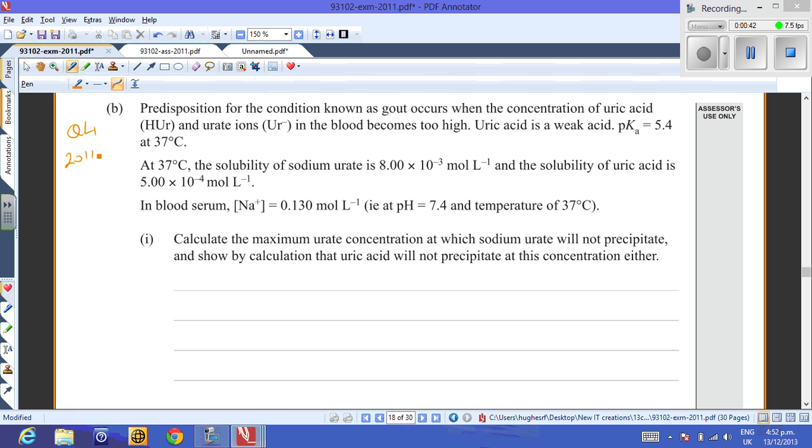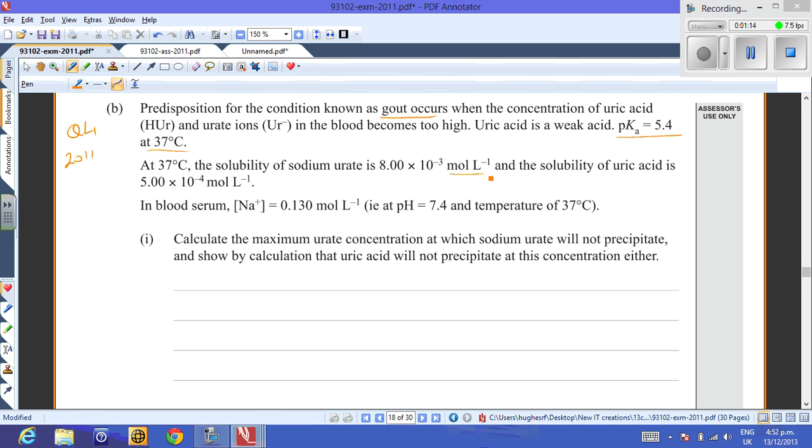Now this question is about the condition known as gout, which occurs when the concentration of uric acid, HUr, and urate ions, Ur minus, in the blood becomes too high. Uric acid is a weak acid with a pKa of 5.4 at 37 degrees Celsius, which is internal body temperature. At 37 degrees Celsius, the solubility of sodium urate is 8 by 10 to the minus 3 moles per liter. And you know that's the solubility value because of these units of moles per liter. And the solubility of uric acid is 5 by 10 to the minus 4 moles per liter.